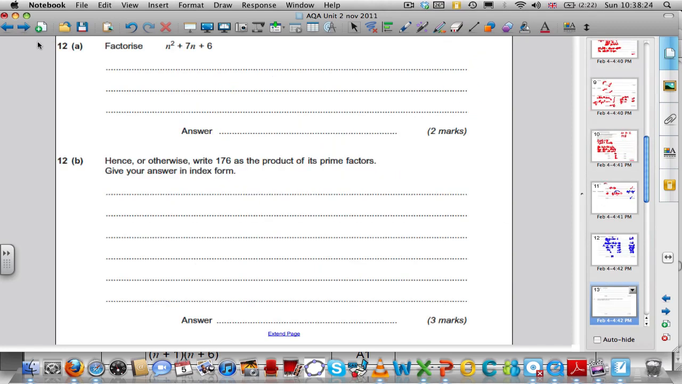Factorise n squared plus 7n plus 6. This is a quadratic expression with n squareds, n's, and a number term. So these are the questions where we ask what multiplies to give 6 and adds to give 7. Two numbers that do that are clearly 6 and 1, because 6 times 1 is 6 and 6 plus 1 is 7. So this simply factorises to (n plus 6)(n plus 1). Remember, order doesn't matter. You could have just as easily written (n plus 1)(n plus 6). Same thing. Two easy marks.